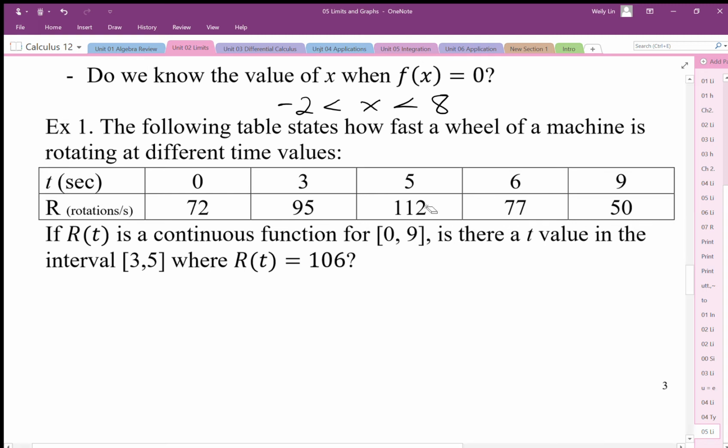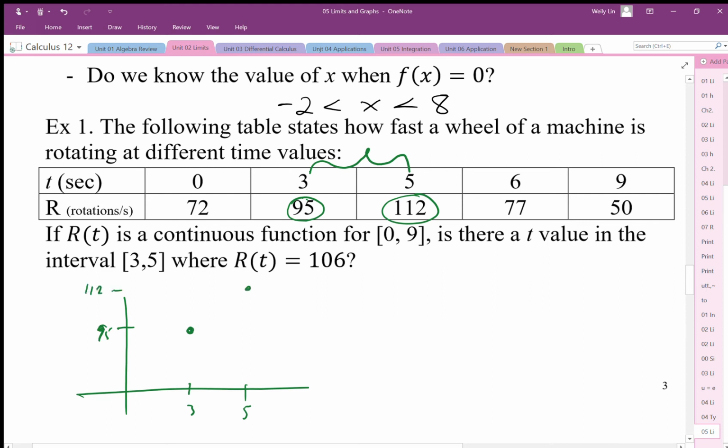Is there a t value in the interval between 3 and 5 where r of t equals 106? Well, this must be true because in this interval, we know that we have a low point of 95 and a high point of 112. So if I sketch this in, that's between 3 and 5. I should maybe make my scale a little bit more accurate. I have 95 rotations per second, and I have 112 rotations per second up here.